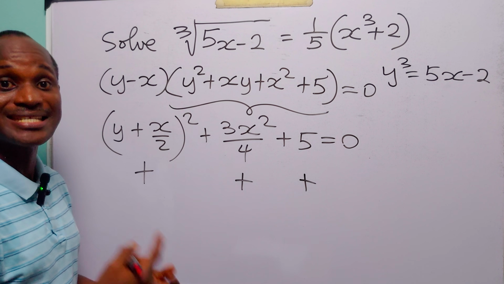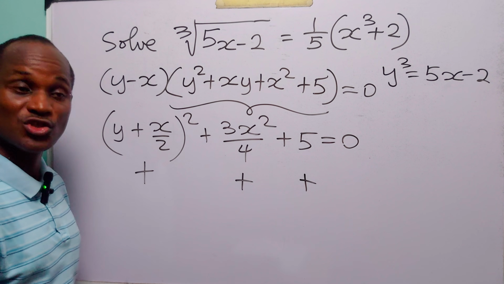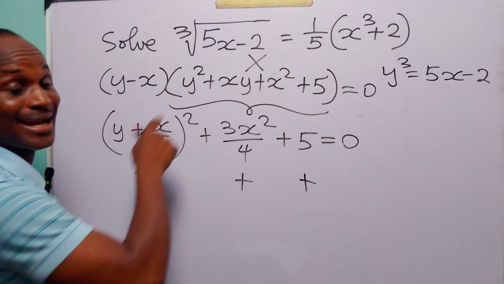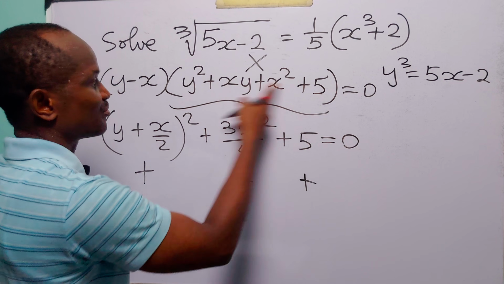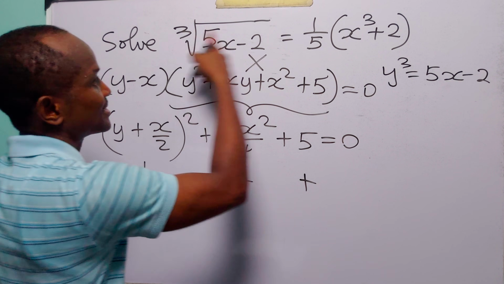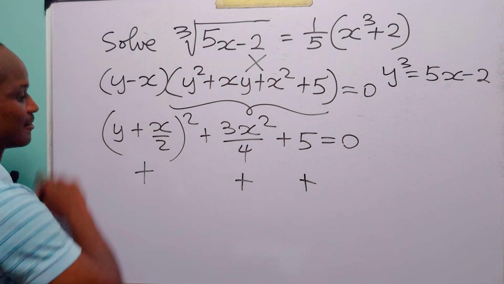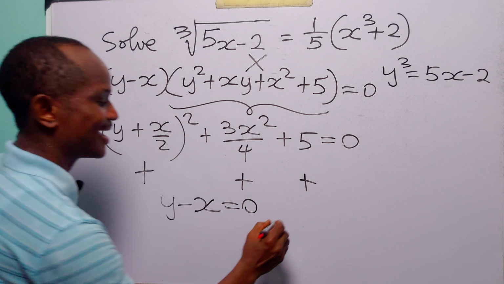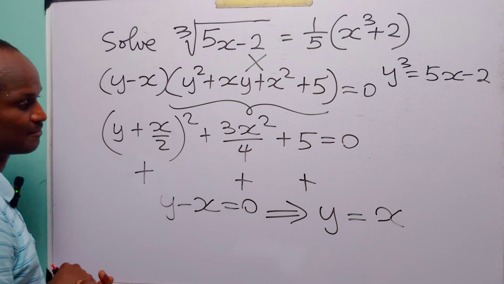And of course, you know that this is impossible for real values of y and x. So that simply means that there are no real values of x or y that satisfy this equation. So this second expression is useless to us in finding the real values of x that satisfy the original equation. So ultimately, we only have that y − x is equal to 0, and hence y is equal to x.